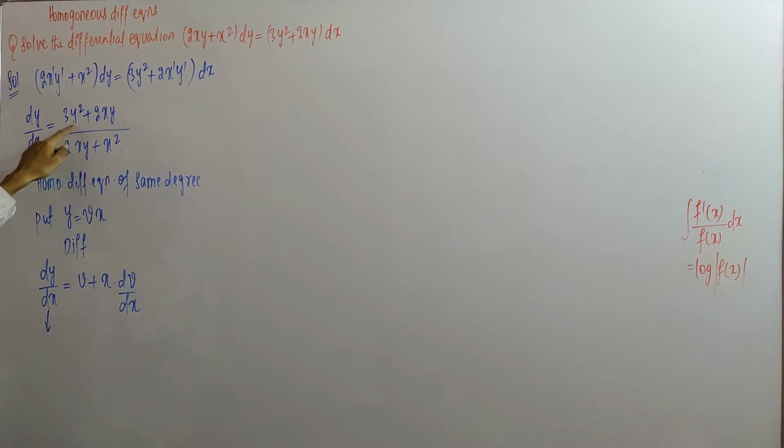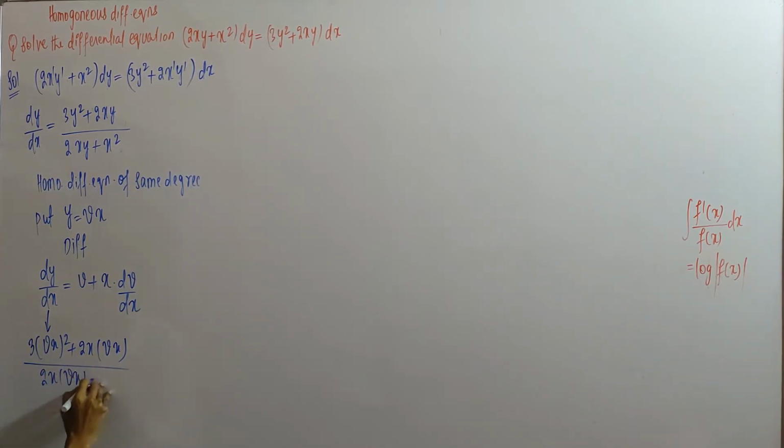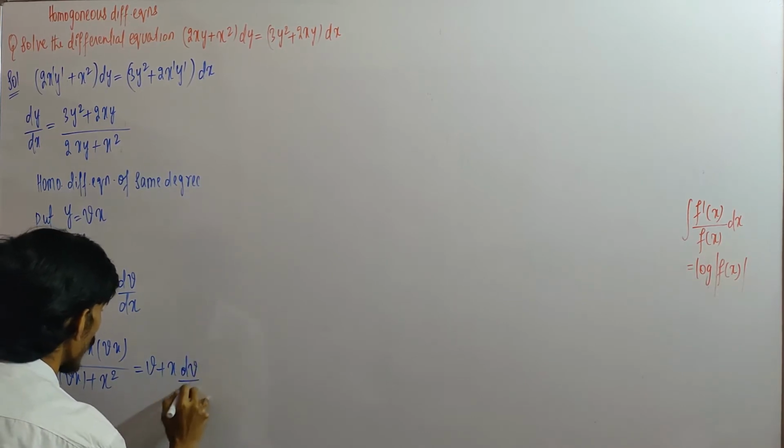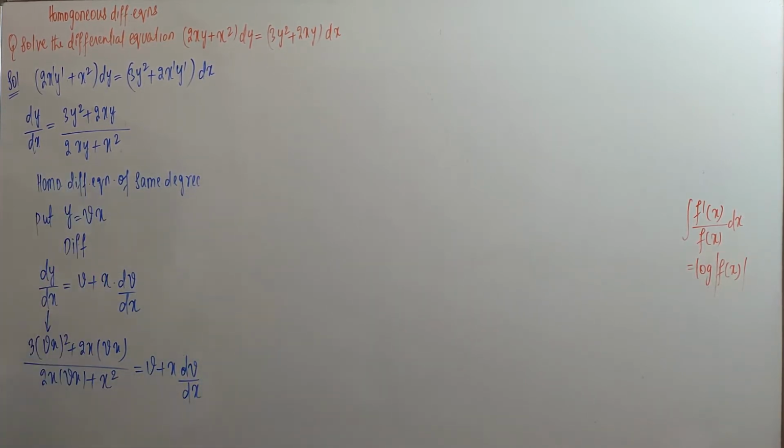Now dy by dx from this equation. Here we have 3y square plus 2xy upon x square, where the y value is vx. So 3 times (vx) square plus 2x into vx, upon x square, is equal to v plus x dv upon dx.